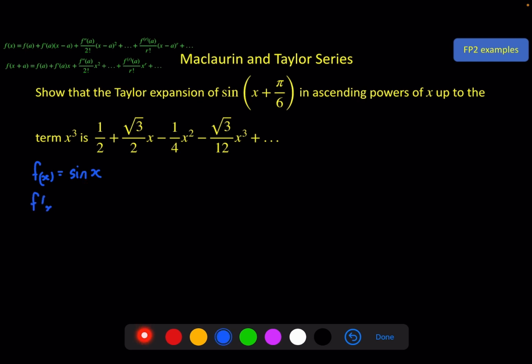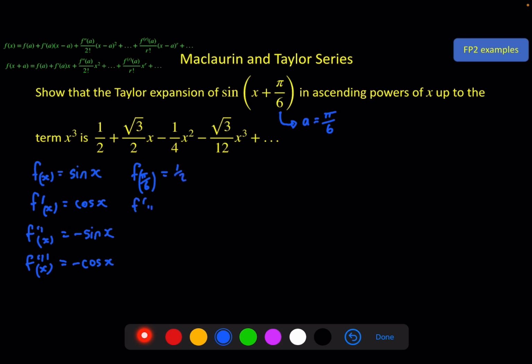So the first derivative of that is cosine x. Second derivative takes us minus sine x. And we need power 3, so we need the third derivative, which is minus cosine x. Now in this question, we can see from here that a is equal to pi by 6. So I need to evaluate all of these at pi by 6, which is 30 degrees, so sine of 30 degrees I know is a half. The derivative cosine pi by 6 is root 3 over 2. And then we get the same numbers here, but with a minus sign.